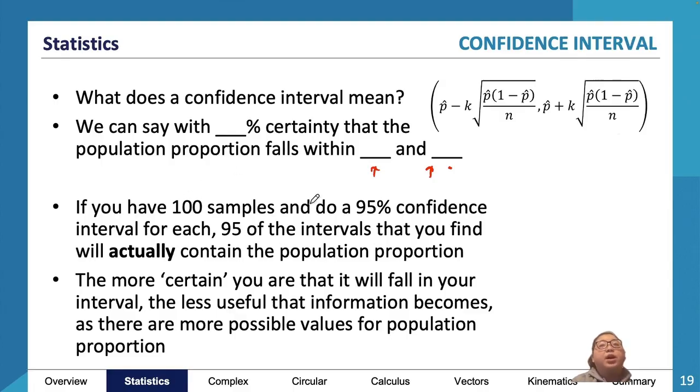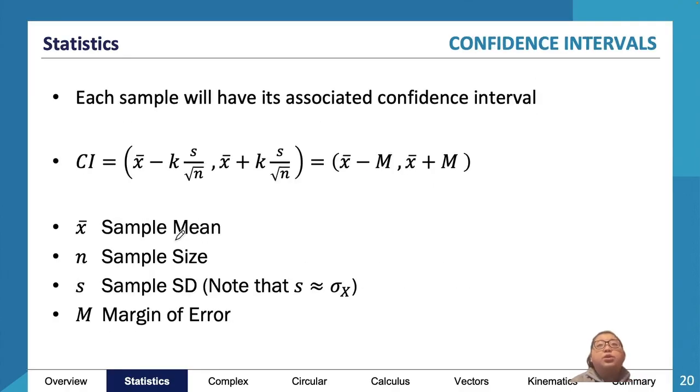So if we have 100 samples and we do a 95% confidence interval, 95% of those intervals will actually contain the population proportion. The more certain you are, the higher the confidence level, the less useful it is, because there will be a larger range of values. So let's talk about this formula in itself and try to break it down.